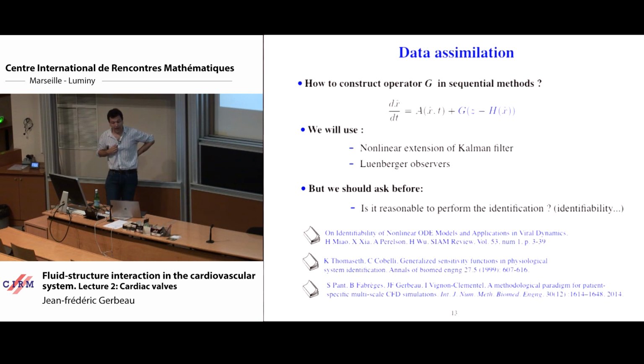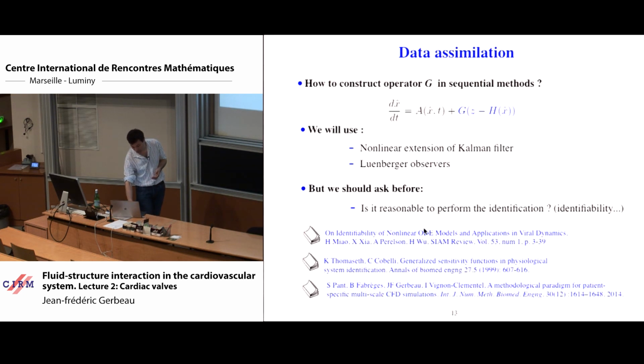I should say, before doing that, a good question is: is it reasonable to try to do that? In other words, is your system identifiable? That must be the first question you ask. Are my measurements sufficient to estimate the parameter or the state I want to estimate? I will not address this question here.